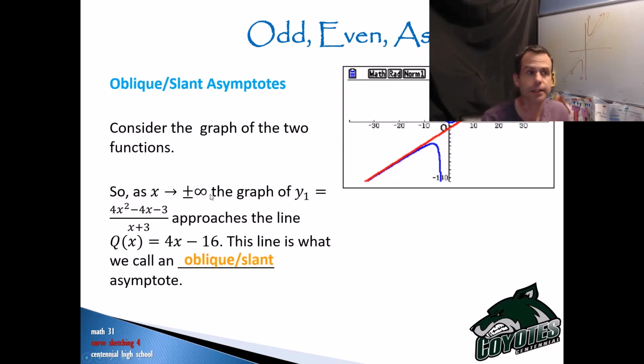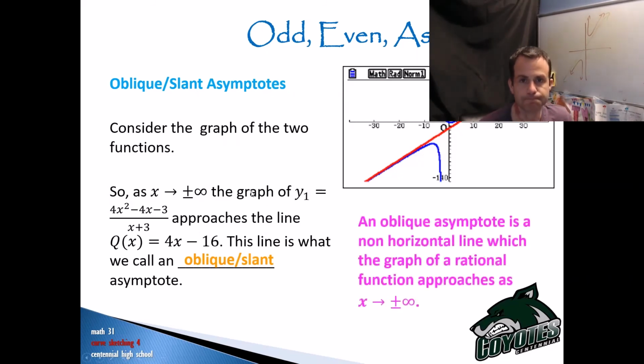And to get it, all we have to do is the long division of the rational function that we see, okay? In that sense, that part's familiar because we've practiced long division of a polynomial before. So an oblique asymptote is a non-horizontal line which the graph of a rational function will approach as x approaches positive or negative infinity. Okay.